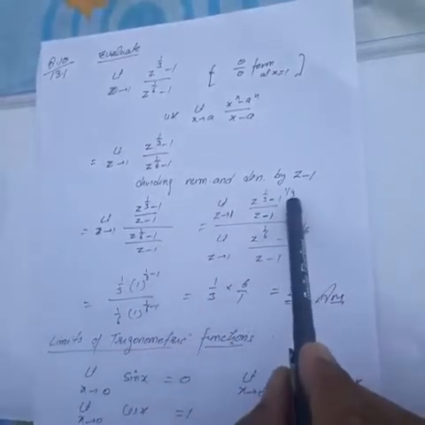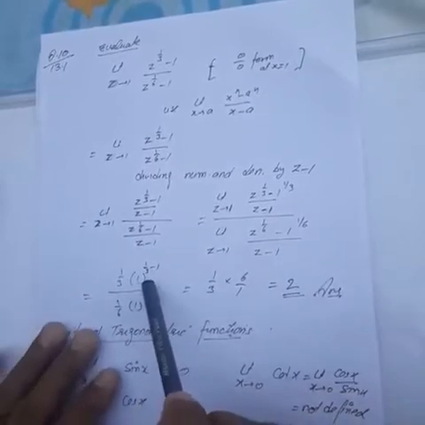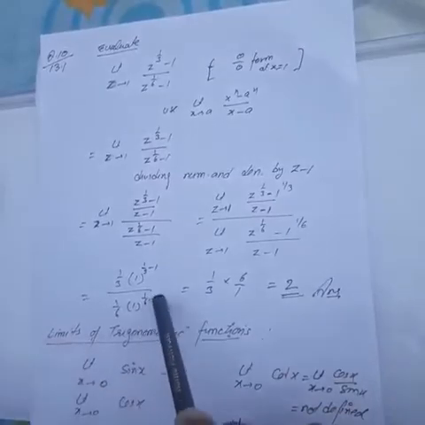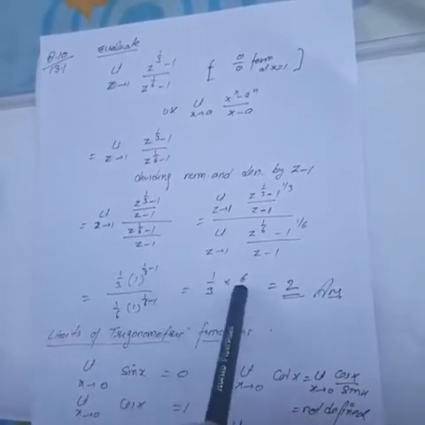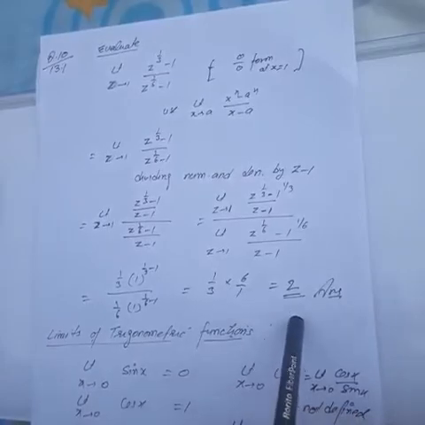Value of n is 1 by 3, a is 1, so 1 by 3 into 1 raised to the power 1 by 3 minus 1. Similarly to denominator, 1 by 6 into 1 raised to the power 1 by 6 minus 1, and we can simplify, you will get 2, and this is the answer. So I hope it is clear.